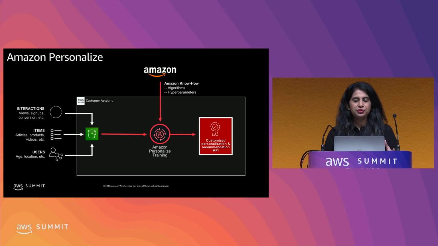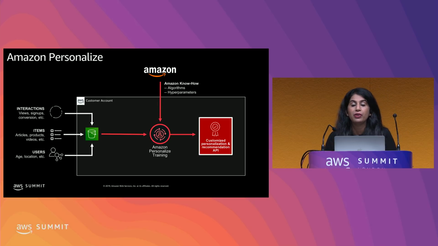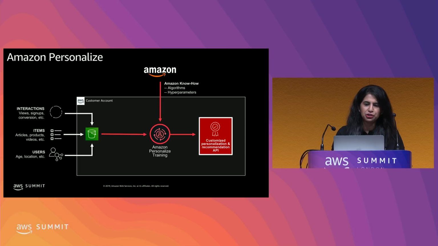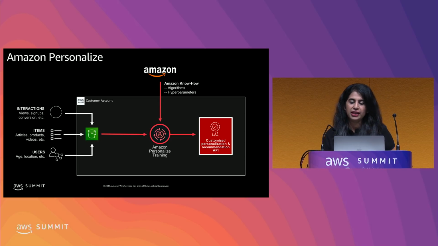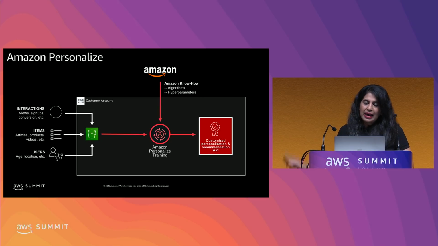You can have all sorts of data as inputs to Personalize. You can provide an activity stream from your application like page views or signups or purchases, along with an inventory of items that you would want to recommend, such as articles or products or videos or music, and even additional demographic information from your use cases, such as age or geographical location, etc. The output will be a customized, personalized recommendations API ready for your consumption.